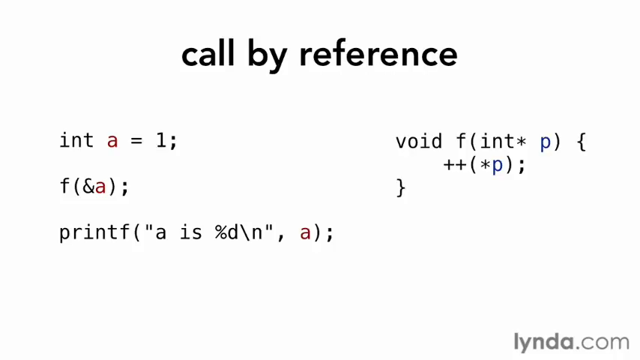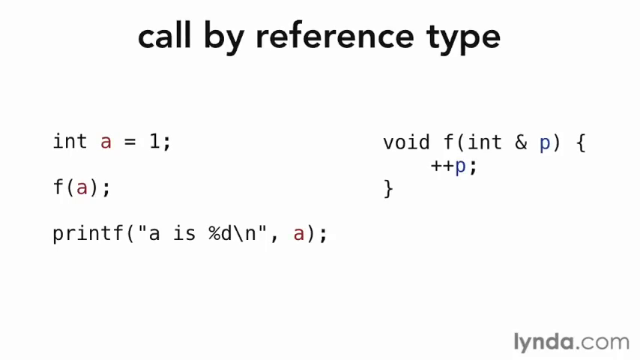And in the function, the variable p carries as its value a pointer to a. So when we want to increment the value of a, we do so by dereferencing the pointer. The asterisk is called the indirection operator, or sometimes the dereference operator. So this time, by passing a pointer, we are explicitly using call by reference, and the value in the caller's variable a will be incremented, and the printf will print the number 2.